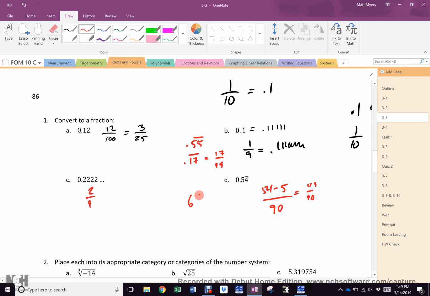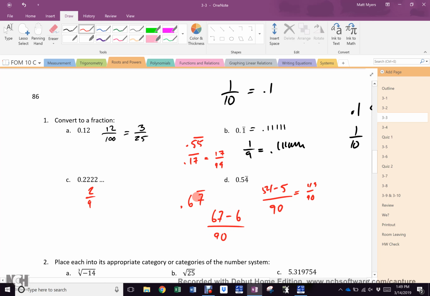So what if I had 67.67 and just the 7 was repeating? What would it be? 67 minus 6 over 90. Done. The part that doesn't repeat is subtracted out.